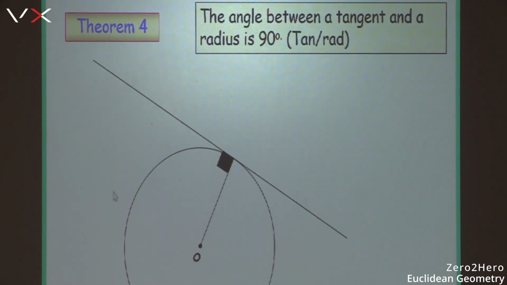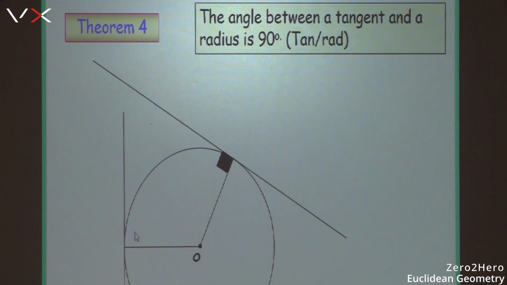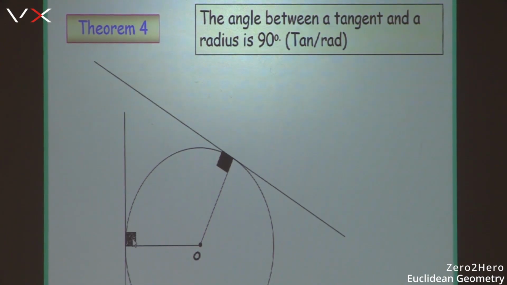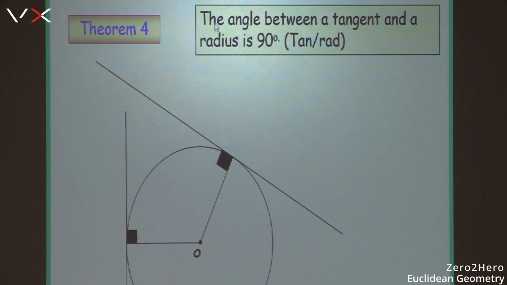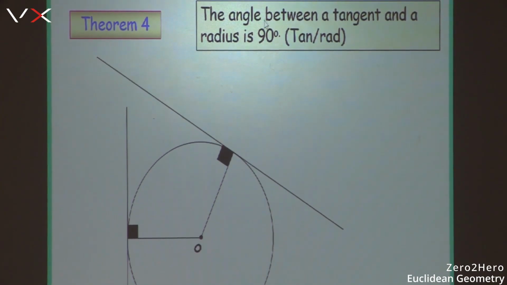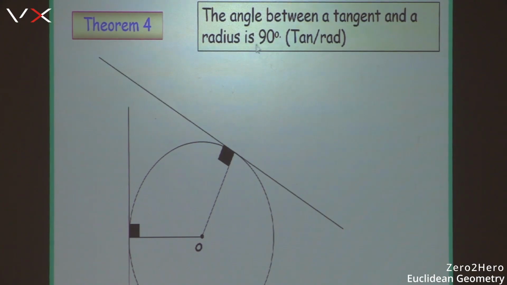Even if I have another tangent to this side and draw a radius from there to there, 90 degrees will be formed there. I don't have to be told that this angle there is 90 degrees. So the angle between a tangent and a radius is 90 degrees, tan radius theorem. The angle between a tangent and a radius is always 90 degrees.